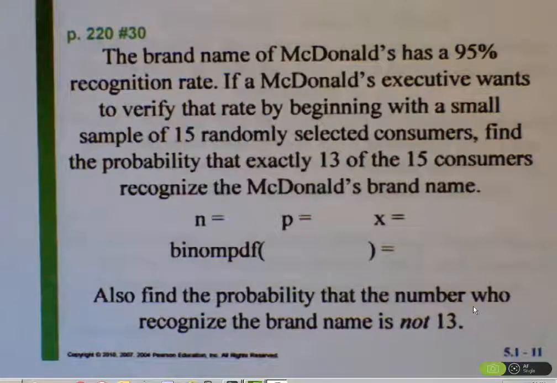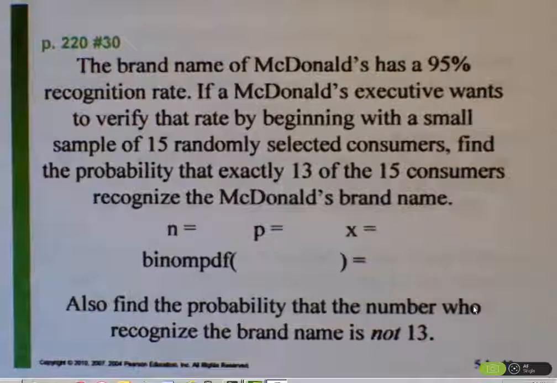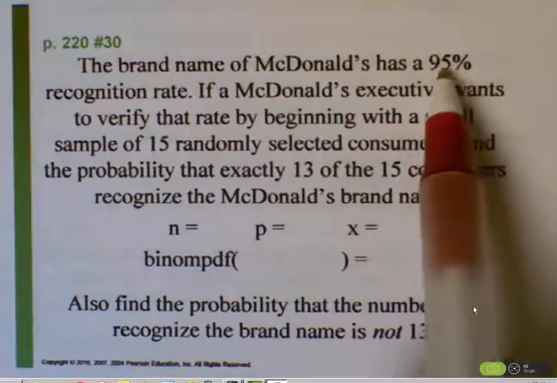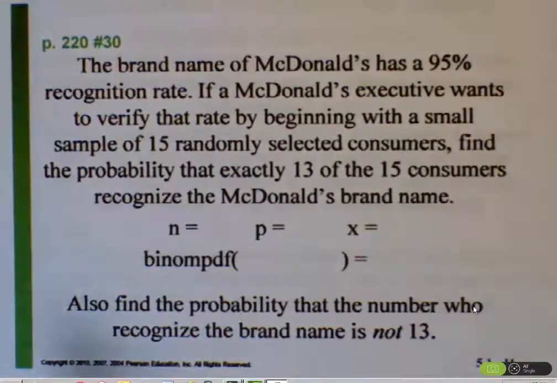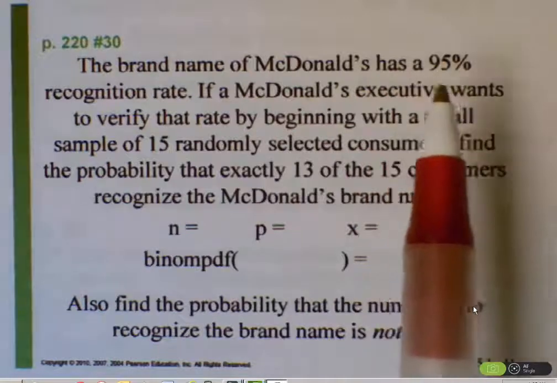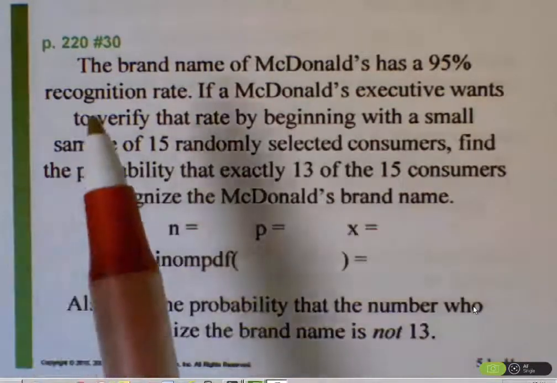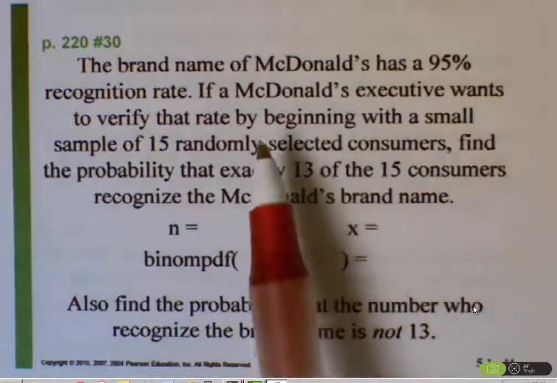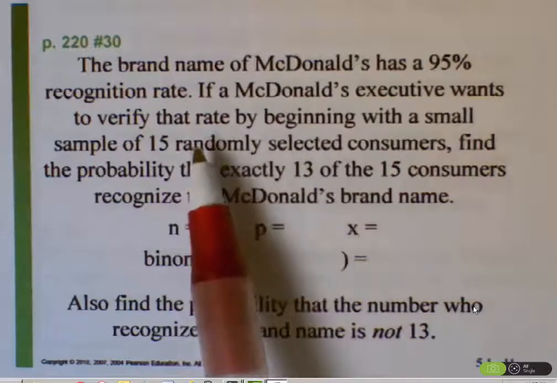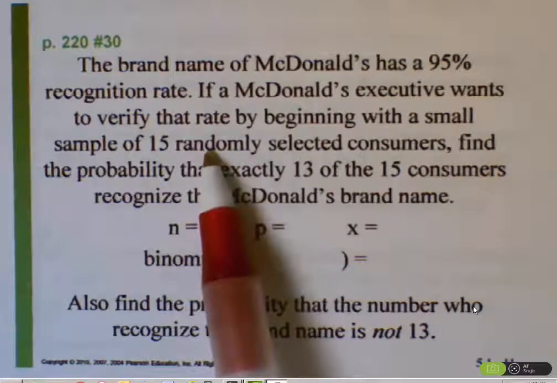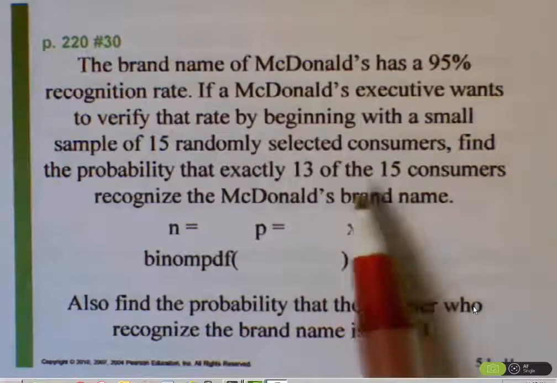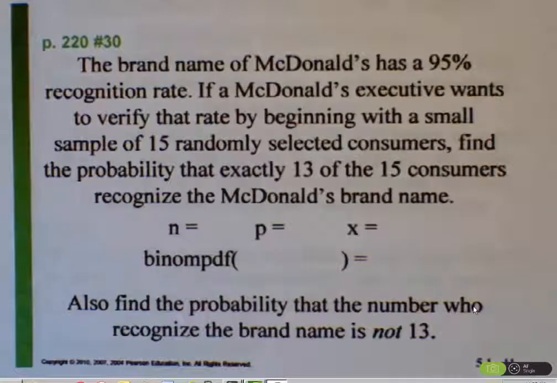All right, let's see how this works. The brand name of McDonald's has a 95% recognition rate. Now, I don't know if that's in the US or in the world. Certainly, at least in the US, 95% of the people you ask would say, yes, I know what McDonald's is. It may even be the world. I don't know. If a McDonald's executive wants to verify that rate by beginning with a small sample of 15 randomly selected consumers, find the probability that exactly 13 out of 15 consumers recognize the McDonald's name brand.